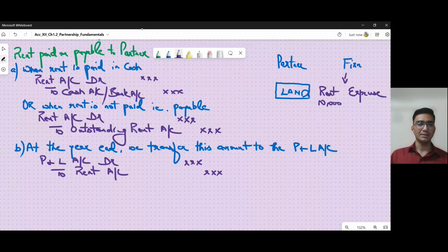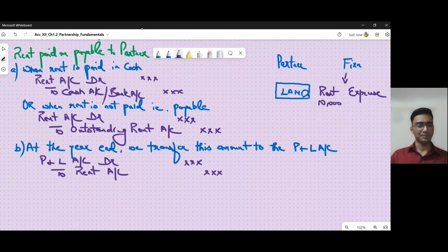Now again, this rent which is paid or which is payable to the partner is a charge against profit. It has to be paid. Okay, before you distribute your profits to the partners, all these expenses which have to be paid are charges against profit, and these have to be paid definitely, whether the firm is incurring a profit or getting a loss, in both of the cases.